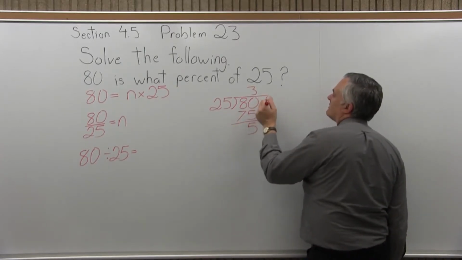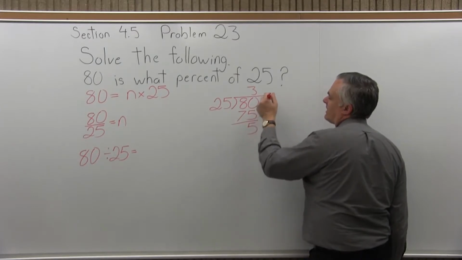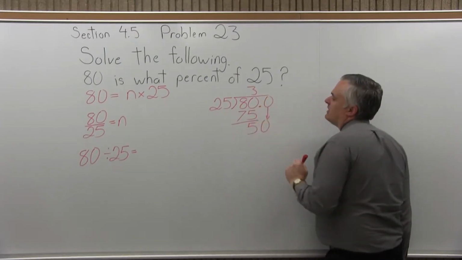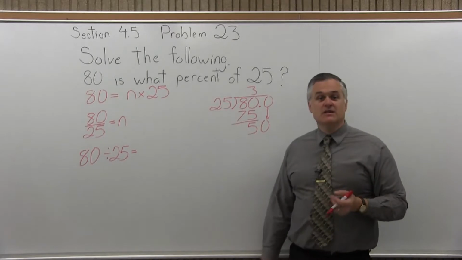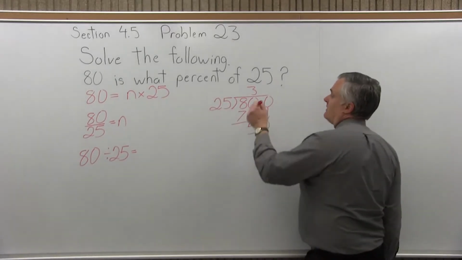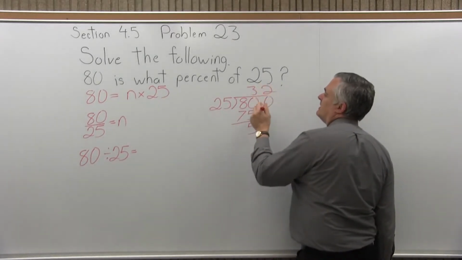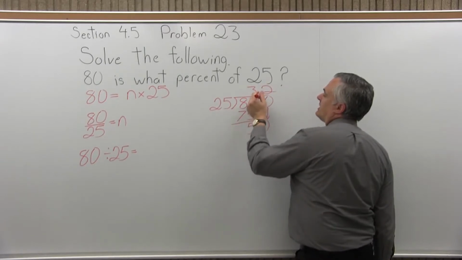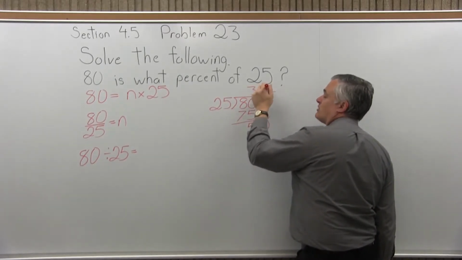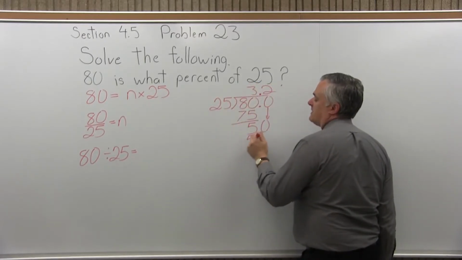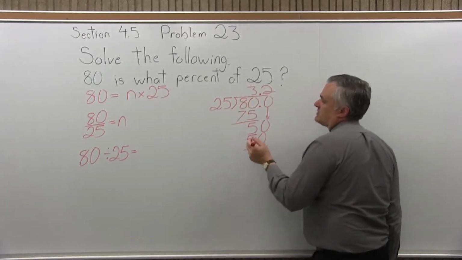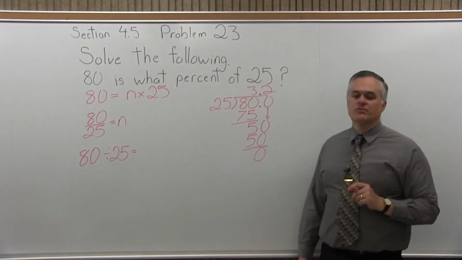So instead of 80, think of it as 80.0 and bring down that next digit of a 0. And it's 25 divided into 50. That will go in evenly. 25 times 2 will make a 50. But when I put the decimal there on the end, I have to bring it straight up vertically. So it becomes 3.2, not 32. So 2 times 25, 50. 50 minus 50, remainder is 0. So the answer is 3.2.